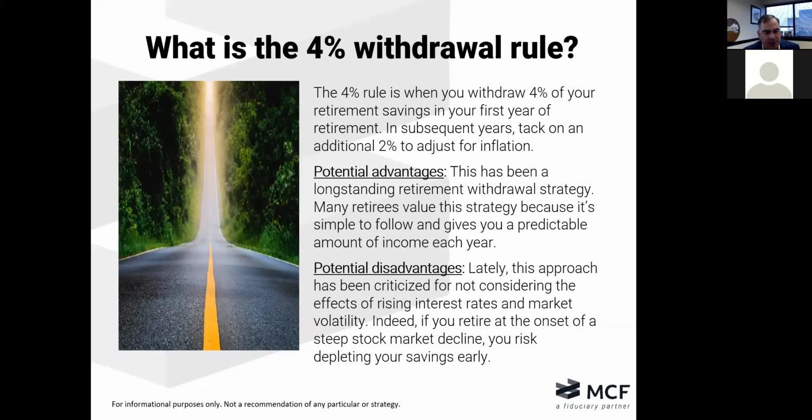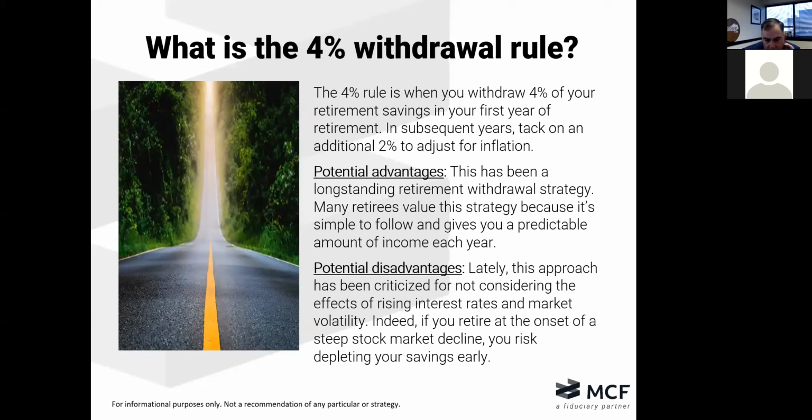Potential advantages of this is this has really been a long-standing retirement rule that advisors and individuals have recommended to other people. If you can do 4% of your total savings or less, then you generally don't run out of money. That has a lot to do with what fixed income instruments and the overall breadth of the market over time can provide you in return without taking too much risk. But a lot of retirees value this strategy because it's simple, it's easy, it's predictable.